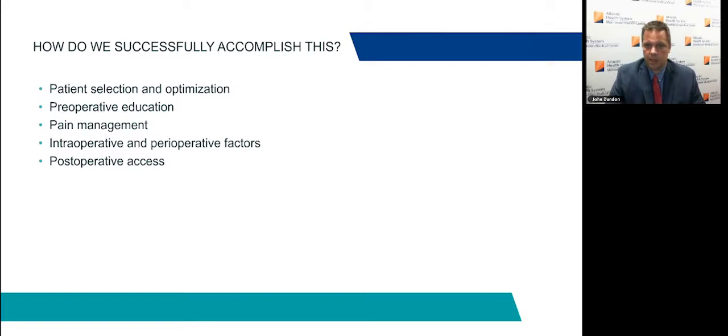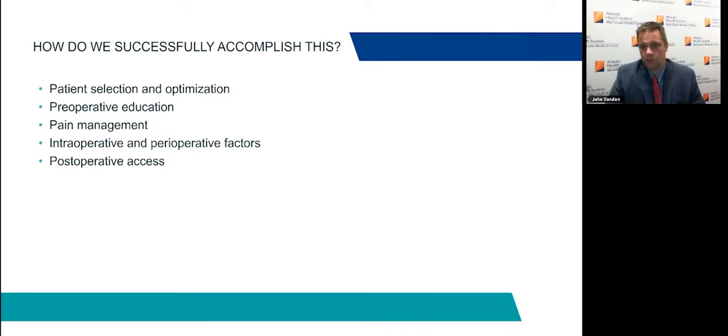So the anesthesiologists now, especially in this area, have become phenomenal, and the pain management, the blocks, and keeping the narcotic loads down has really helped tremendously mobilize these patients, keep their pain under control, and lower the risk of some of these issues that we run into with narcotics. There's some intraoperative and perioperative factors, which we'll briefly touch on. And then postoperative access, this is crucial.